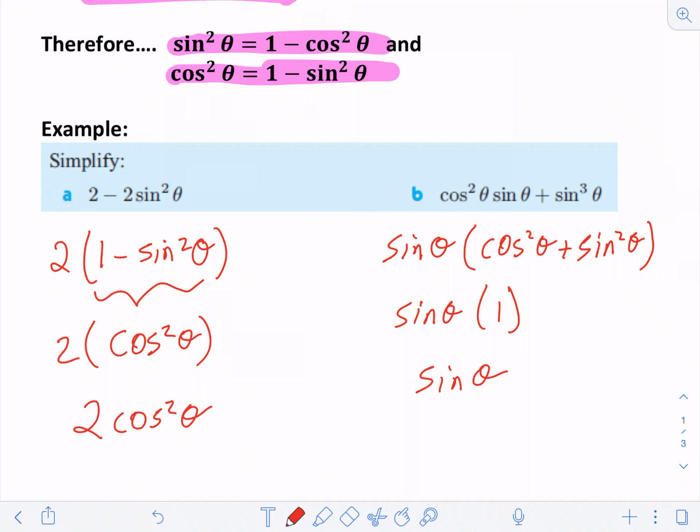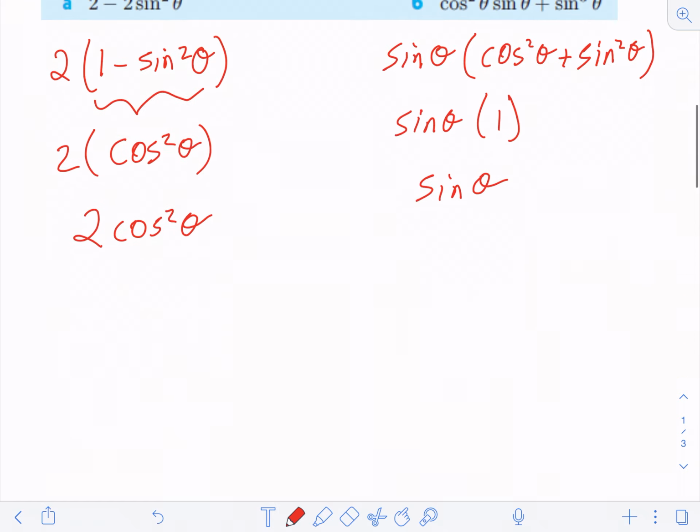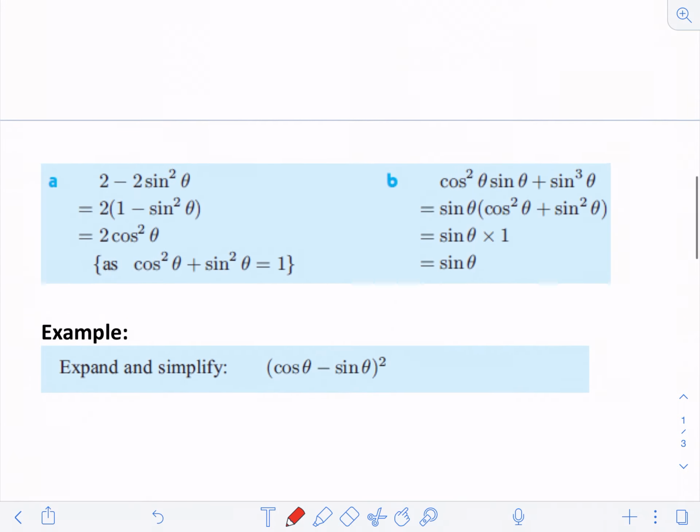So in both cases, I took an expression with multiple terms and I simplified it down to a single term based on some of the Pythagorean identities that I know. There's the actual answers printed out.